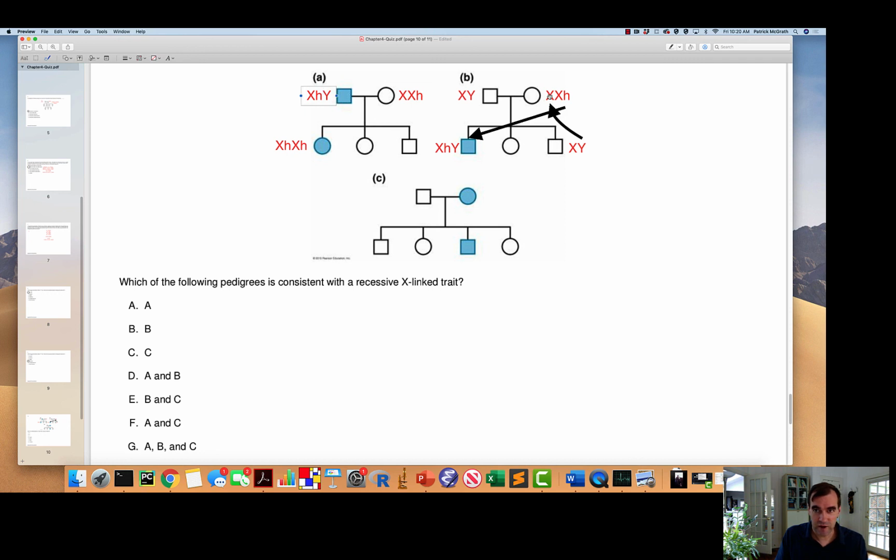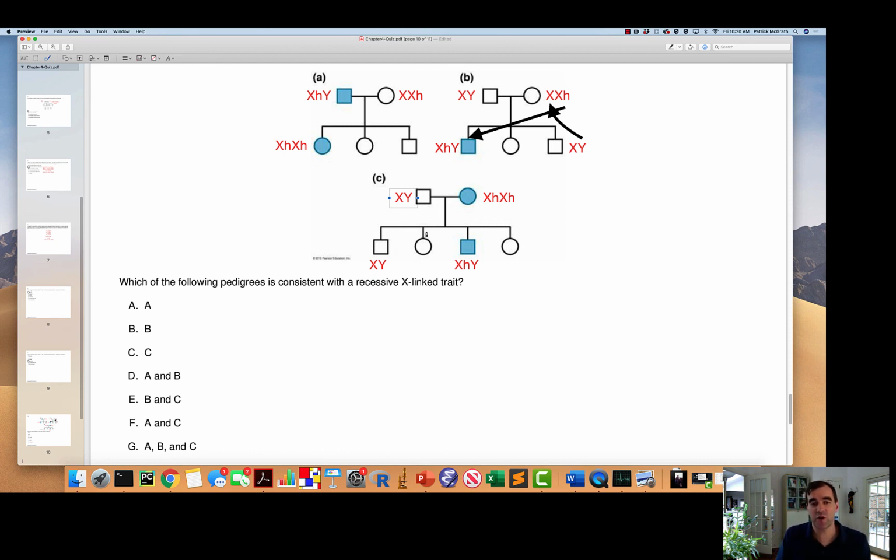What about the third one? So now we fill in what we know. And these are the ones that we know for certainty. We know that the mother has it, so it's recessive, so she must be homozygous. We know the father does not have it, so we know that his X chromosome is normal. And then we know that one son has it and one son doesn't have it, so one of them must have different ones.